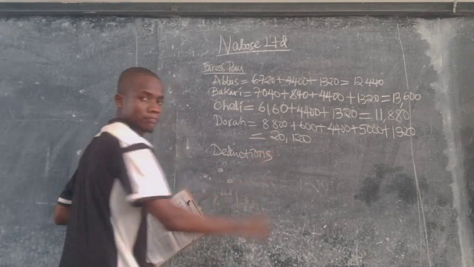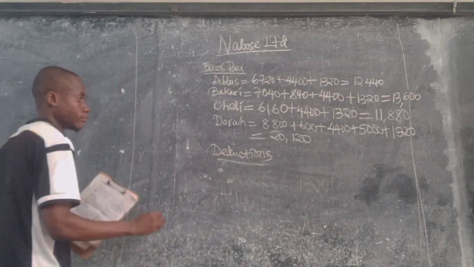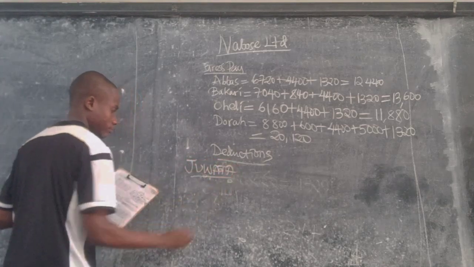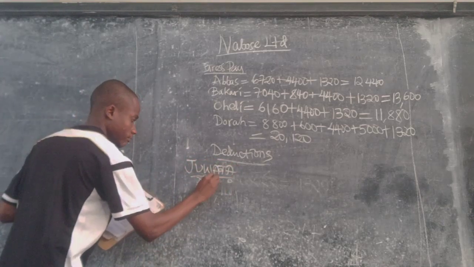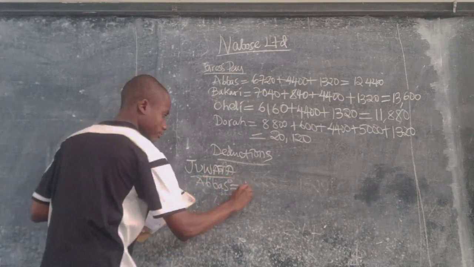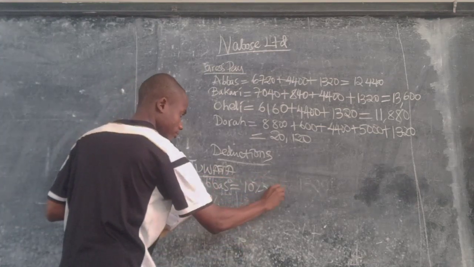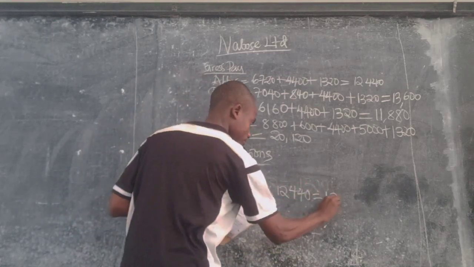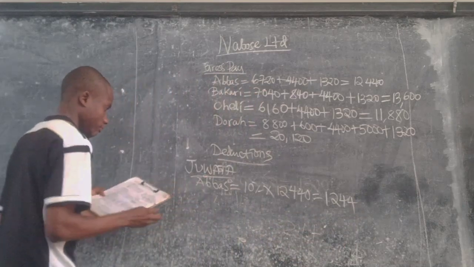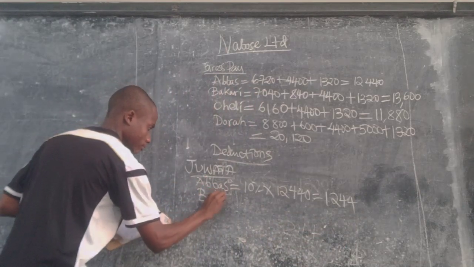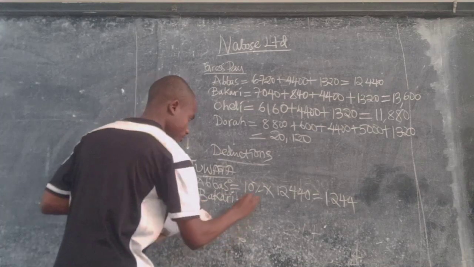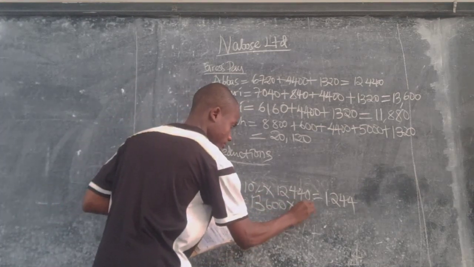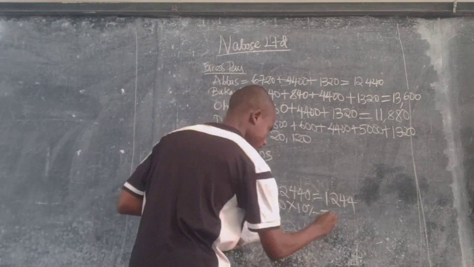After that, you have to calculate deductions. The first deduction was concerning Juwata, and for Abbas, you take 10% times 12,440. That is his gross pay, so you take 10% times gross pay. You also take 10% times gross pay for Bakari. Bakari's gross pay was 13,600, times 10%, you will get 1,360.